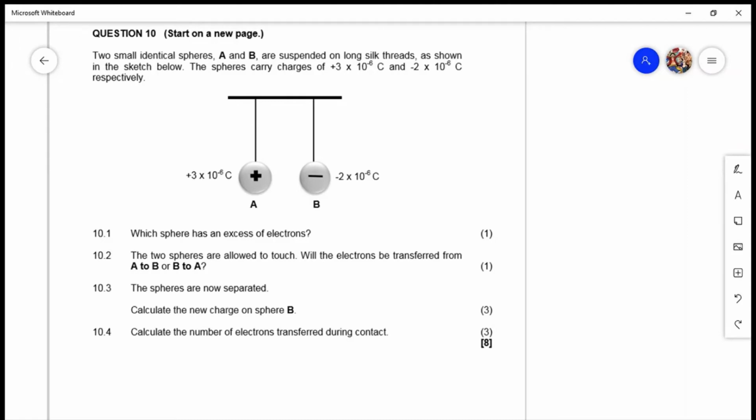If a sphere has an excess of electrons, that means it's more negatively charged. Whereas if a sphere is electron deficient, it has fewer electrons, it's short of electrons. That sphere is more positively charged. So our question wants to know which sphere has an excess of electrons. We look at our more negatively charged sphere, and that is sphere B.